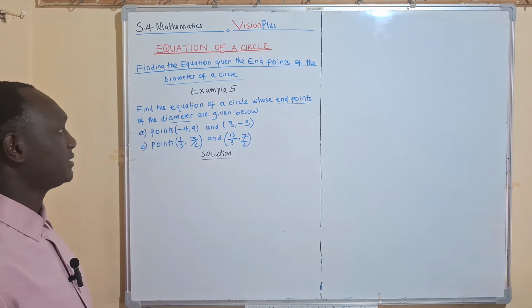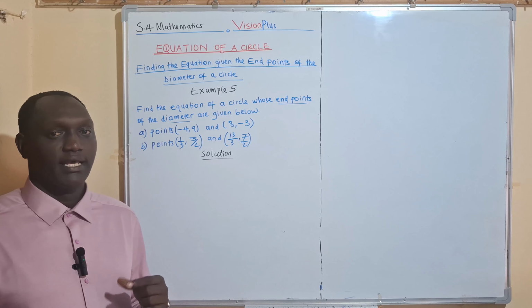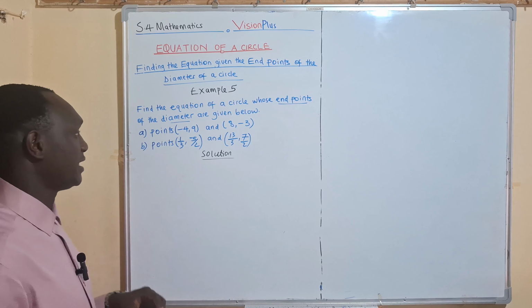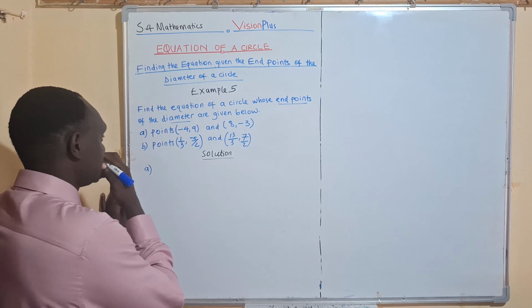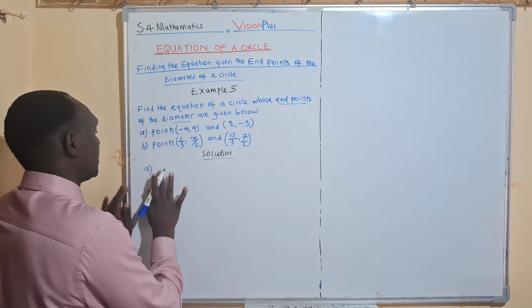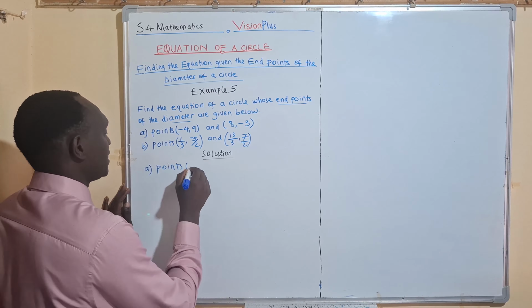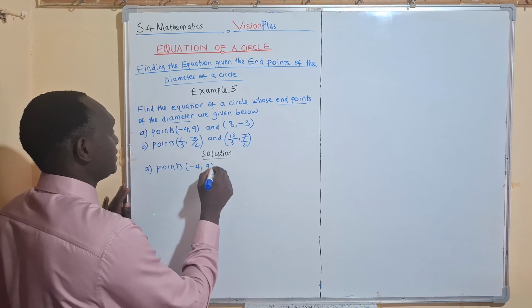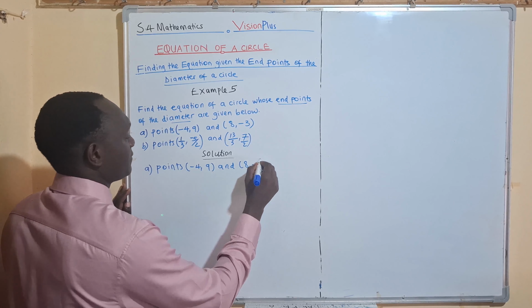We are looking at finding the equation of the circle when we are given the endpoints of the diameter. Example 5 says part A has given us points which are endpoints of the diameter of the circle. The points are (-4, 9) and (8, -3).